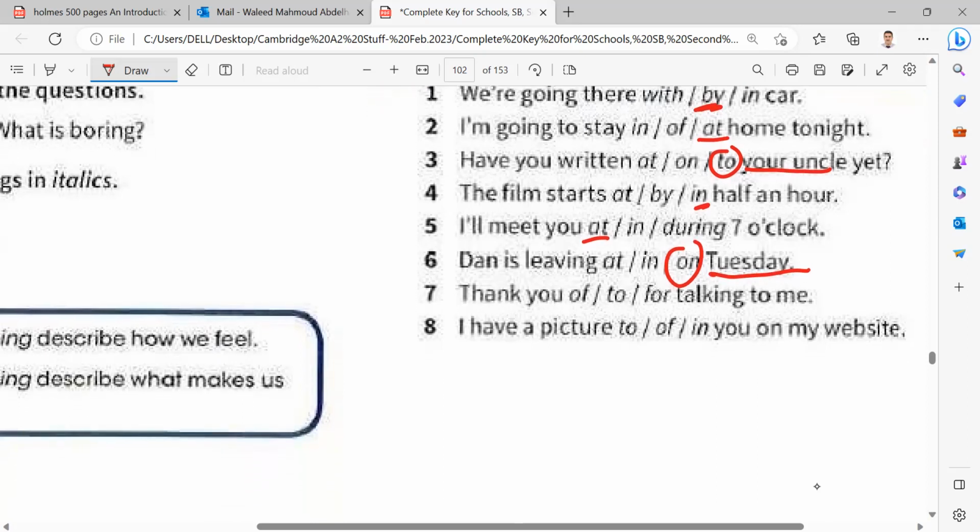On. طيب. Thank you of or to or for talking to me. Thank you. Of. No. Thank you for. Thank you for helping me. Thank you for inviting me. Thank you for sending the message. يبقى thank you for يعني بنشكر على ايه؟ بعد for الخدمة اللي عملها لي، قال لي talking to me. يبقى thank you for.